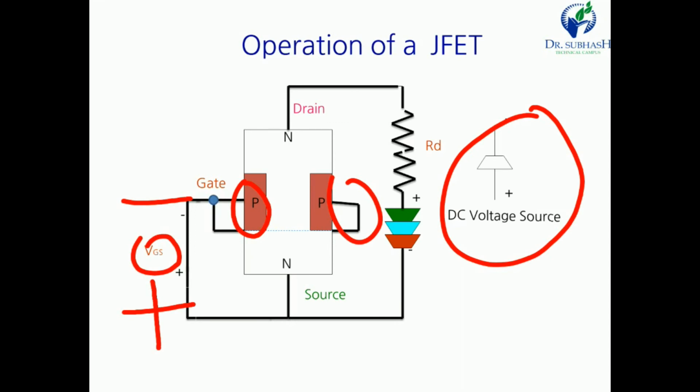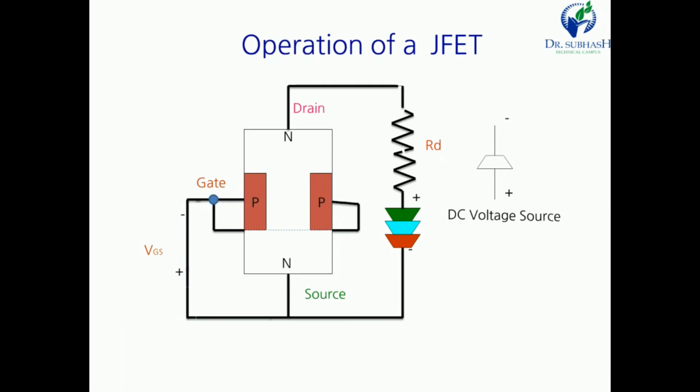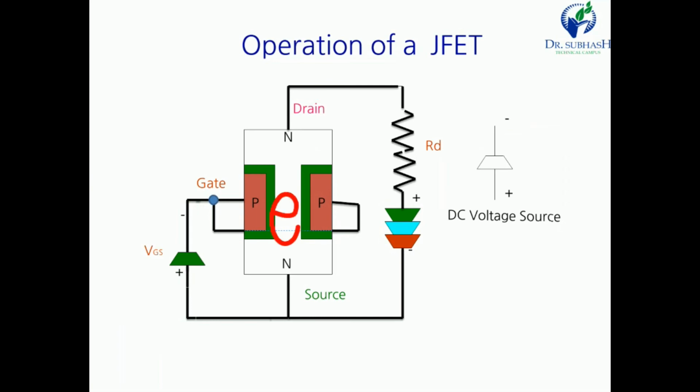If we increase the VGS voltage one by one, slightly, then the depletion region will increase, and at the same time the current is decreased. So let's see it step by step. First of all, here the DC voltage is small. If we increase the DC voltage, then this green layer indicates the depletion region width is increased. So the channel width is decreased. This channel becomes narrow, and the current is also small compared to the previous step.